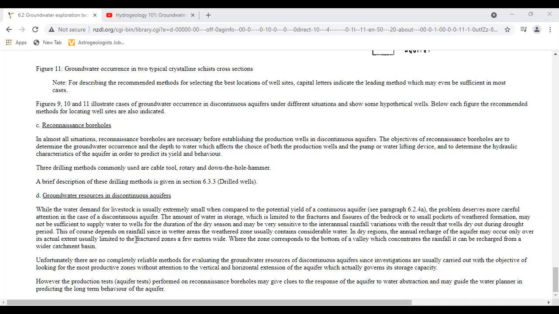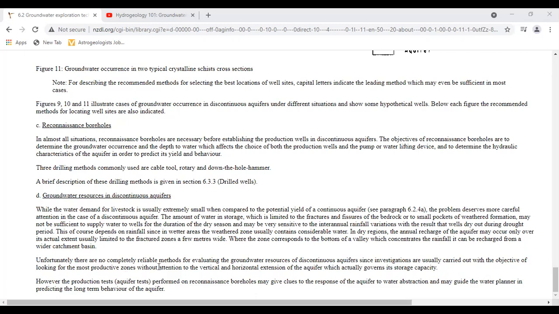This of course depends on rainfall, since in wetter areas the weathered zone usually contains considerable water. In dry regions, the annual recharge of the aquifer may occur only over its actual extent, usually limited to the fracture zones a few meters wide. Where the zone corresponds to the bottom of a valley, which concentrates the rainfall, it can be recharged from a wider catchment basin.